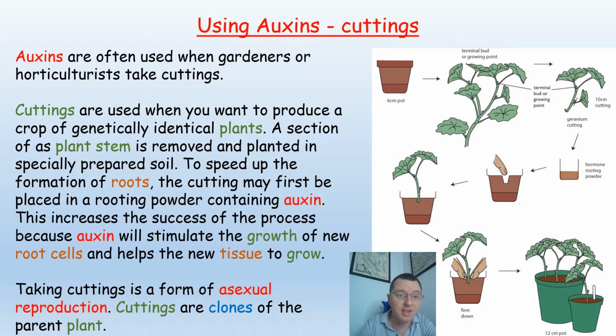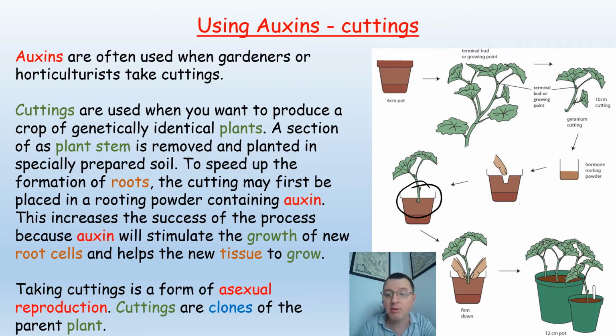A section of a plant stem is removed and planted in a specially prepared soil. To speed up the formation of roots on this particular part of the stem, the cutting may first be placed in a rooting powder containing auxin. Now auxin will help to stimulate the cells in the stem to undifferentiate, redifferentiate and grow into new different specialized cells, root cells and root hair cells. Using auxin increases the success of this process.